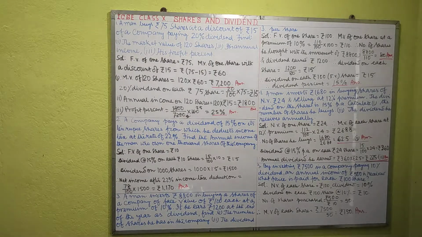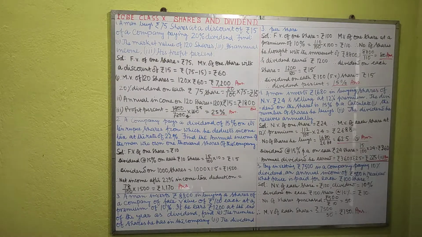The solution is, face value of one share equal to rupees 10 and dividend 15% on each rupees 10 share equal to rupees 1.5. Therefore, dividend on 1000 shares, because the man has purchased 1000 shares, equal to 1000 into 1.5, that is rupees 1500.